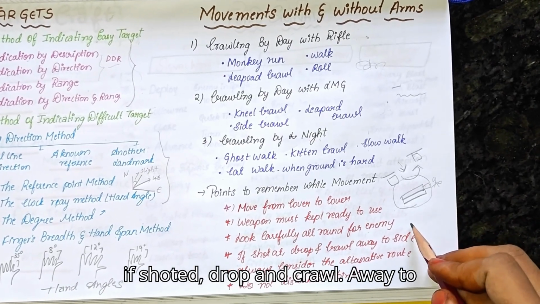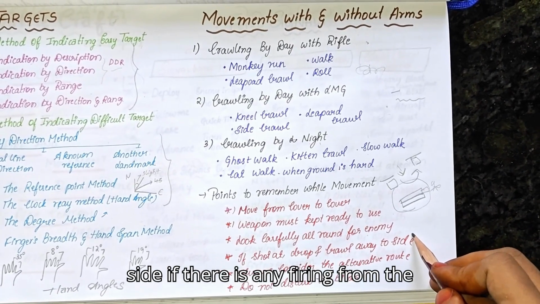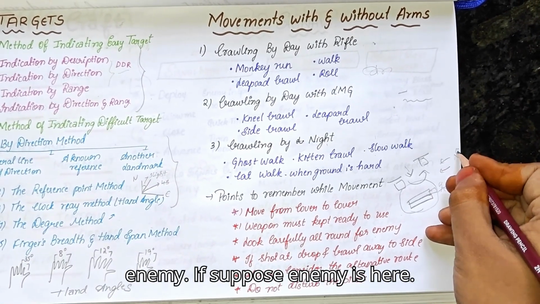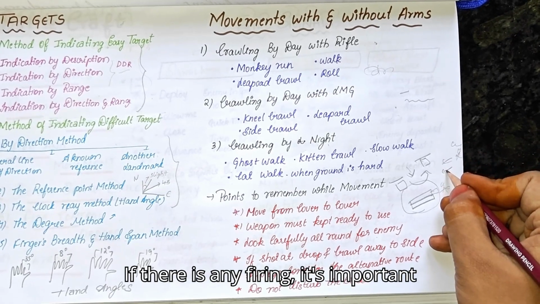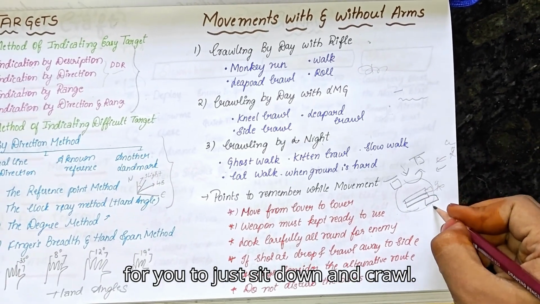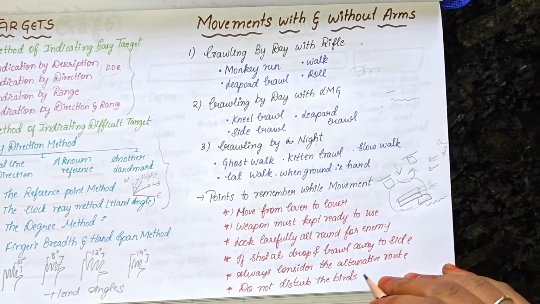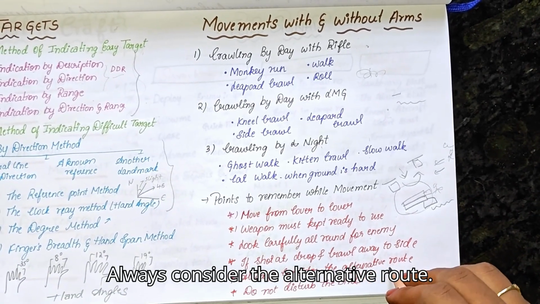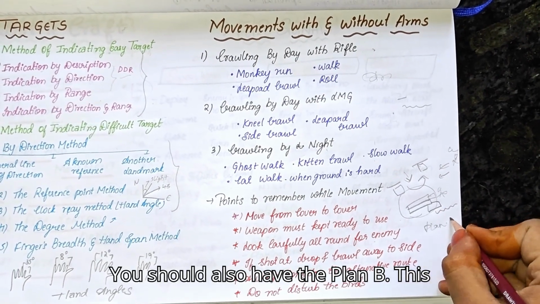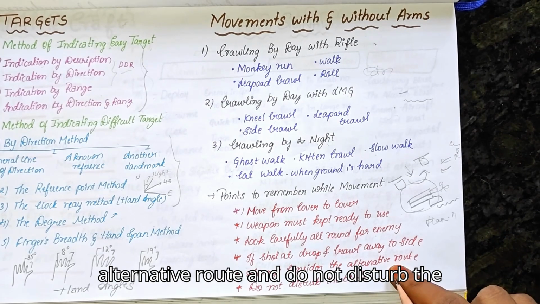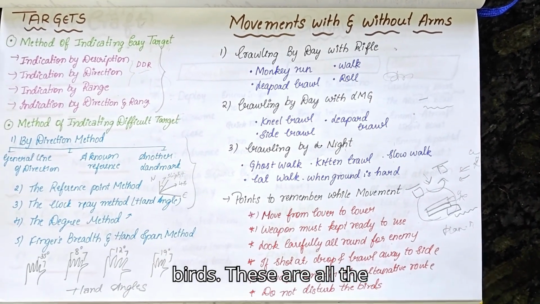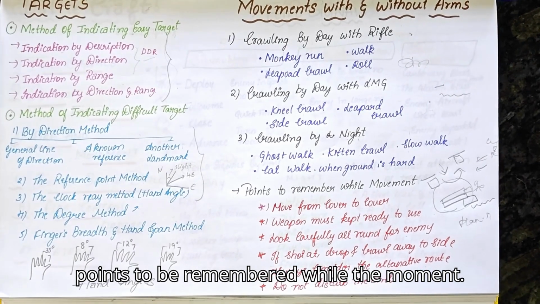If shot at, drop and crawl away to the side. If there is any firing from the enemy, it's important for you to just sit down and crawl. Always consider the alternative route. You should also have a plan B. This is the meaning of always consider the alternative route, and do not disturb the birds. These are all the points to be remembered while moving.